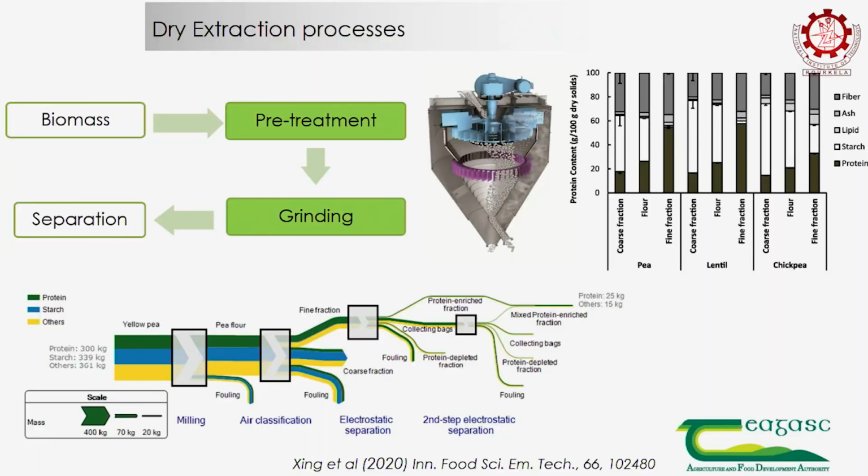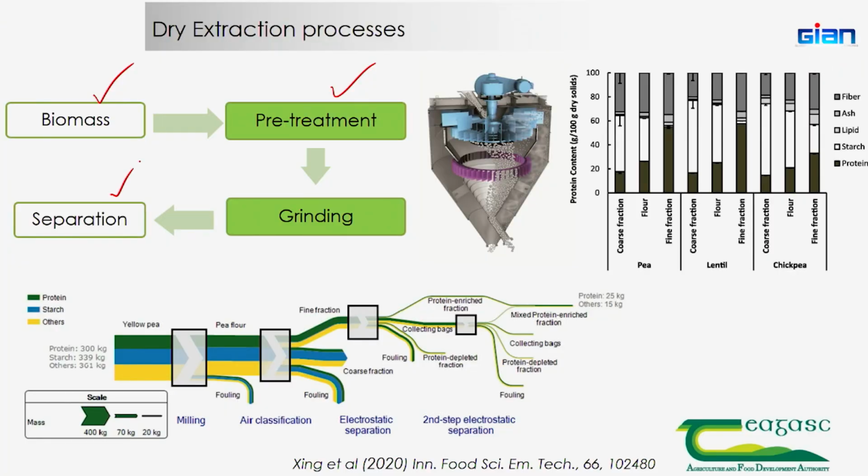So far, what we talked about was the wet chemistry and wet fractionation, which is quite commonly used for almost every processing. There is another way of separating proteins and different ingredients, that is your dry extraction technique. Dry: you have a biomass, you do a pre-treatment, grinding, milling, microwave, ultrasound, any of those treatments, and then you do the separation process.